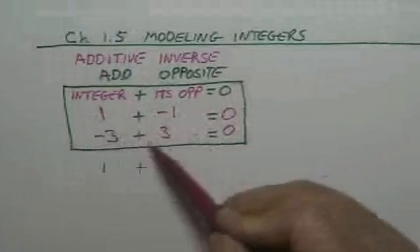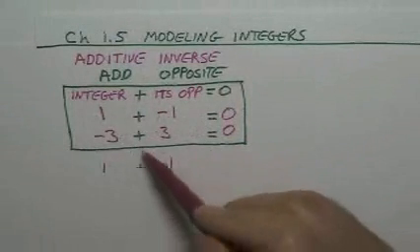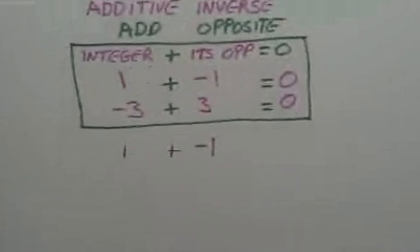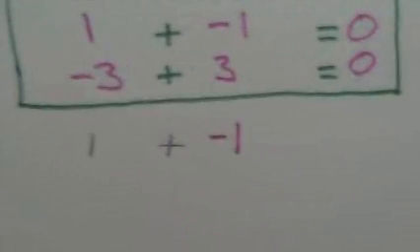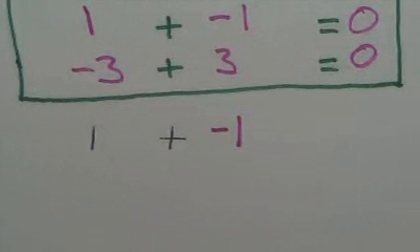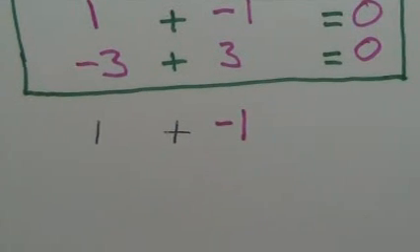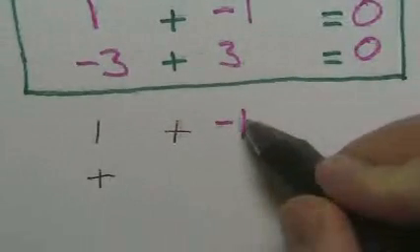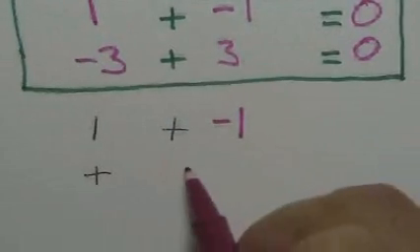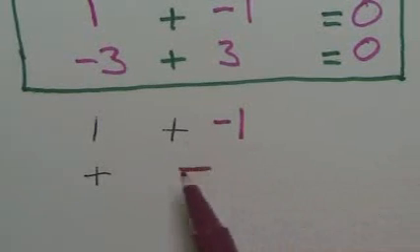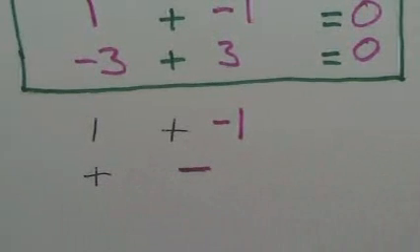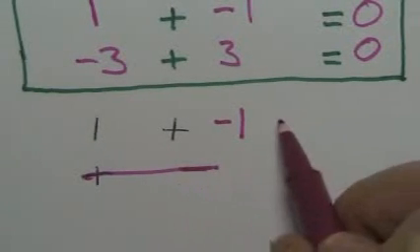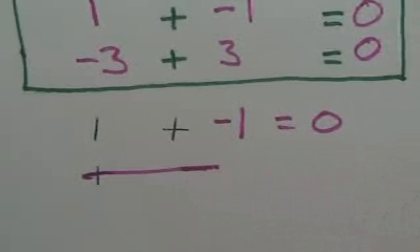Okay, I'm going to go ahead and model these two down below here. So if I have 1 and negative 1. Let's see, so 1, that's a positive 1, so that's a big plus. And negative 1, that's a big minus. And those pair up. They basically cancel each other. And what are you left with? Nothing. 0. You're not left with anything.